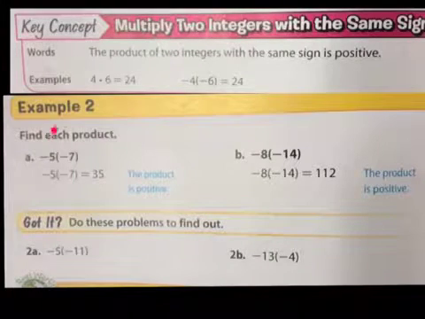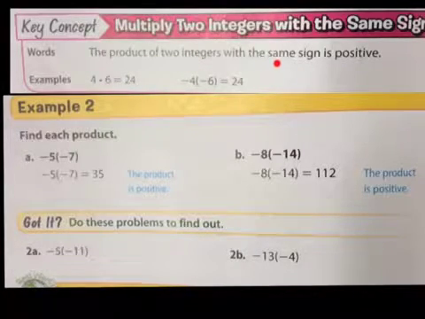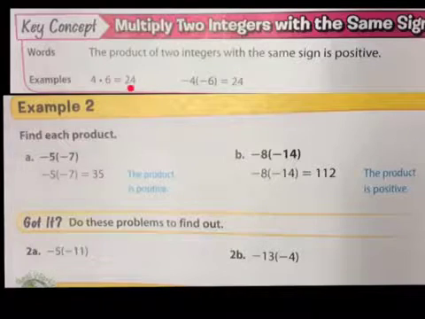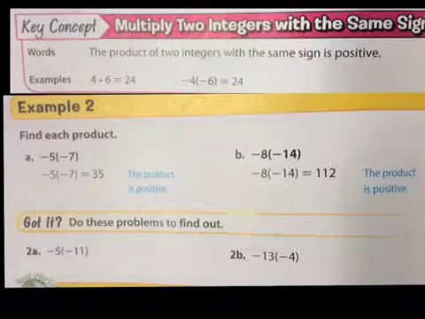Okay, for example 2, the key concept is that the product of two integers with the same sign is always positive. So positive times a positive equals a positive, negative times a negative equals a positive. If the two signs are the same, it's always going to be a positive product. Okay? So negative times a negative, positive. And you see that? Negative times a negative again, positive. And you see them here again. And positive times positive, obviously it's positive.